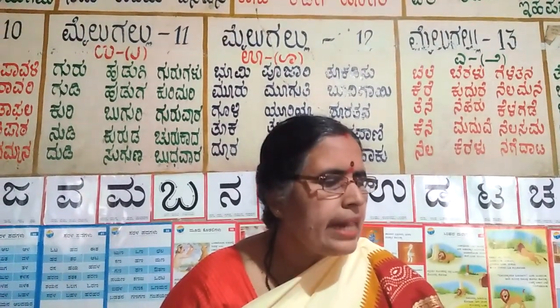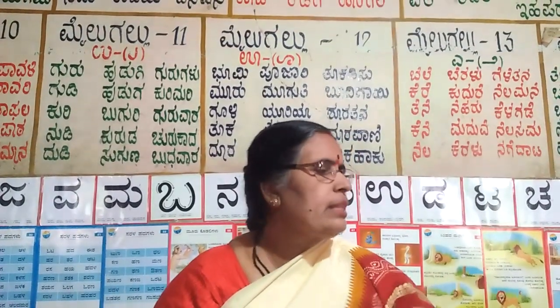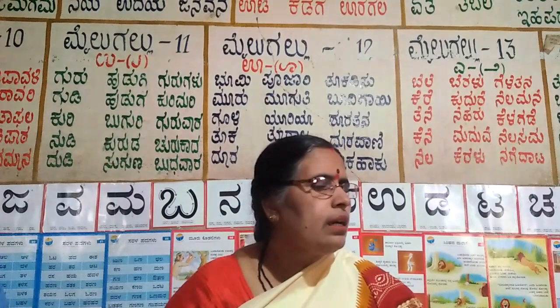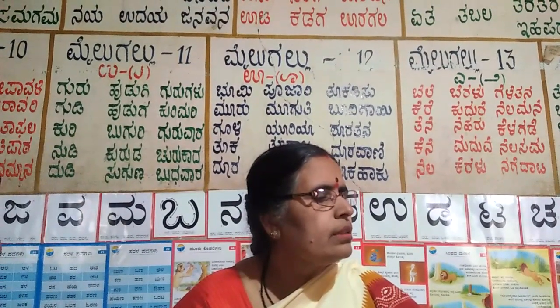Shall we begin now? Let's see how you can identify the letters with their sounds and show me the pictures related to the sounds. Now, Shanta, I'm going to give you the first letter, E. The sound of E is A. Elephant. Very good. Ear. Engine. Very good.